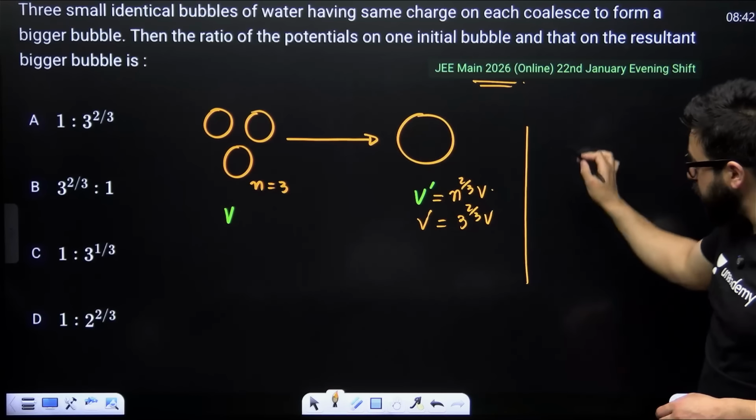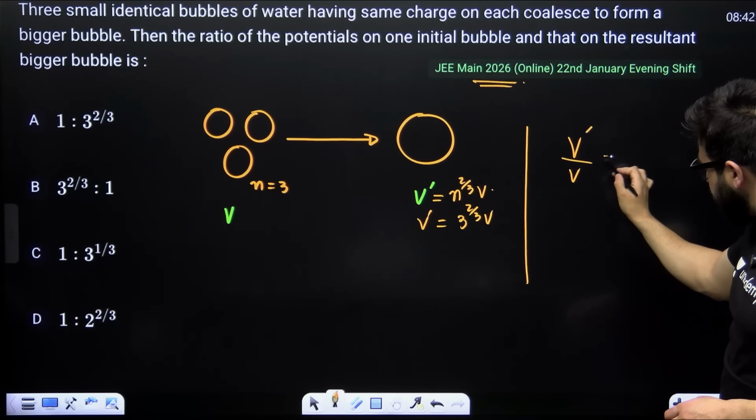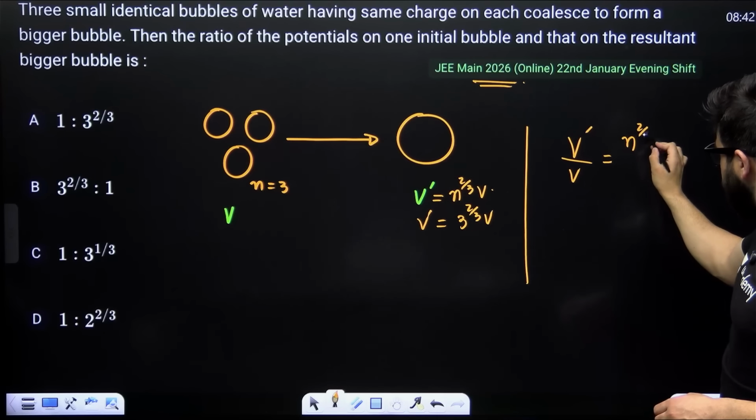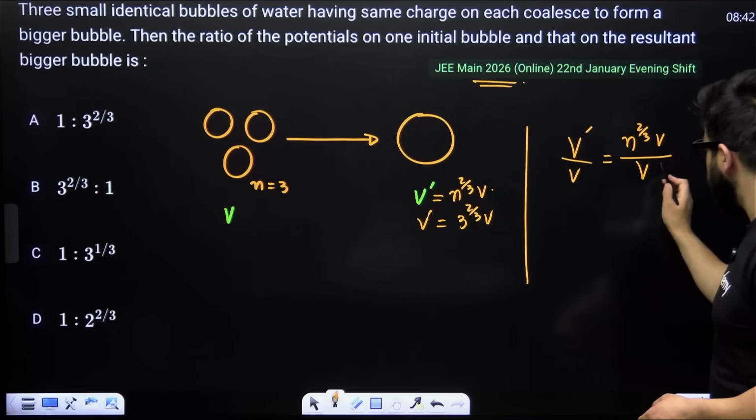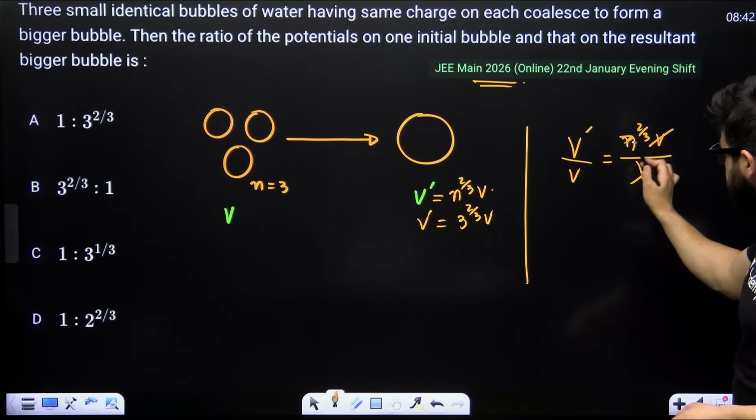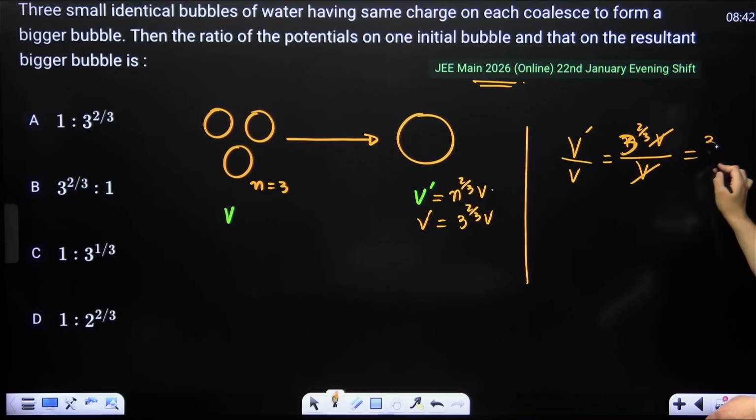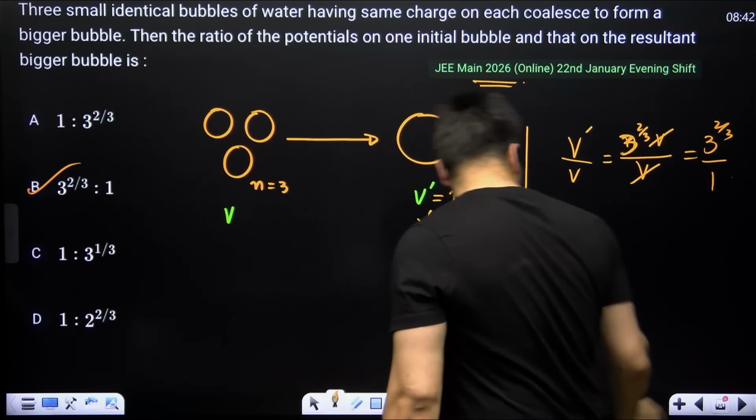Now you have to find the ratio. Ratio means V dash divided by V. It will come out to be n raised to the power 2 by 3 into V divided by V, because the initial potential is V only. This and this will cancel. And n is how much? This is 3, this is 3. So this will be 3 raised to the power 2 by 3 divided by 1, that is the ratio 3 raised to the power 2 by 3 is to 1. This is the option in this particular case.